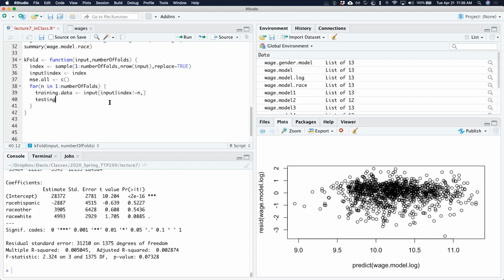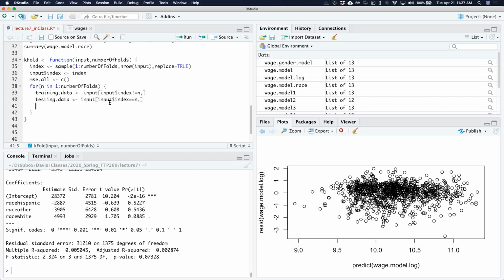And that's because my testing data is going to be the thing where I include the index equal to 1. So now I've essentially separated my input data into these 2 sets. And you can imagine that as I run through this for loop, it's going to continue to create different training and testing data based off of that index.